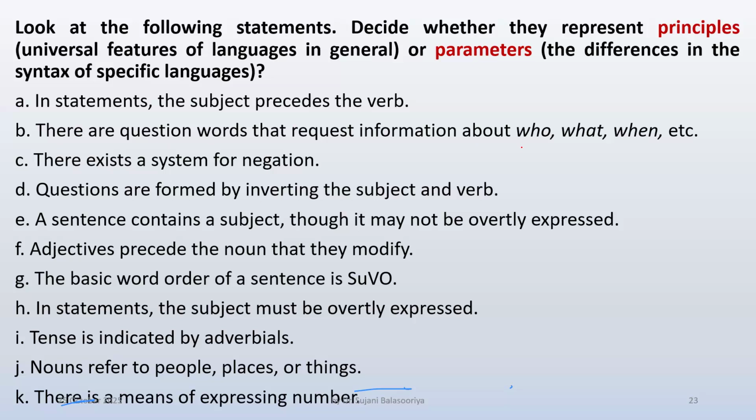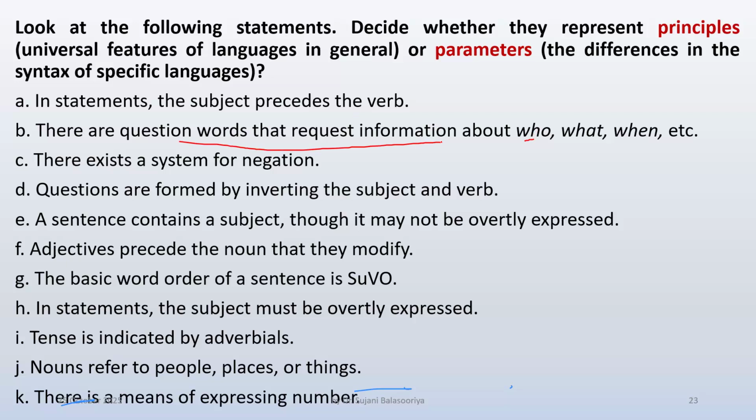Next one: there are question words that request information, like who, what, when. Usually, when we use these question words, they are used to request information. That's the idea. Now, these words can differ from language to language, but consider this idea. We are not talking about these particular words. We are talking about this idea, this fact. Is this a principle or a parameter? Principle. Correct.